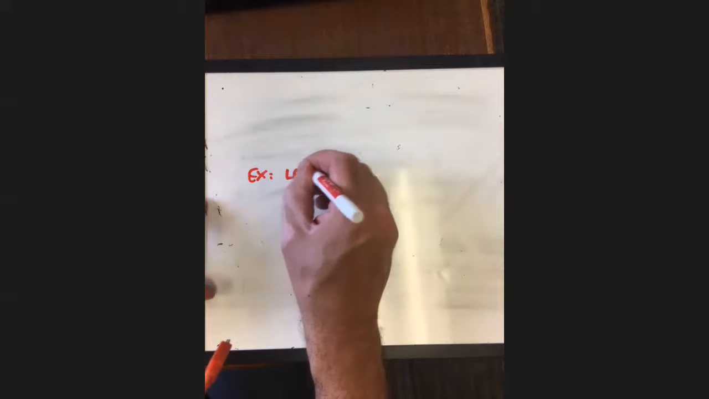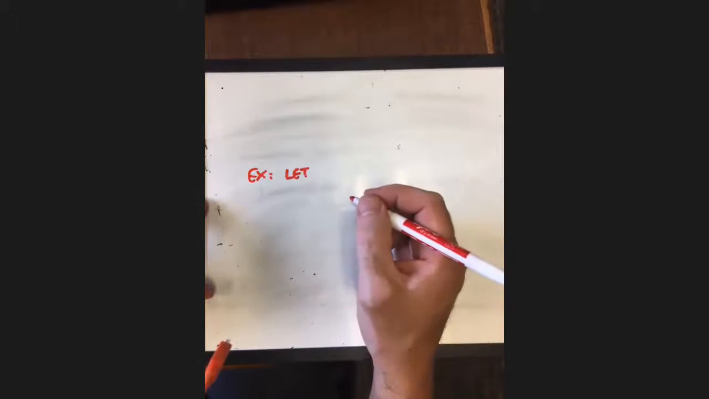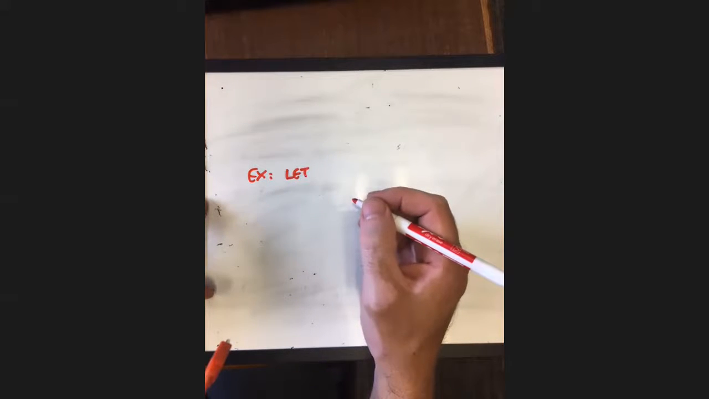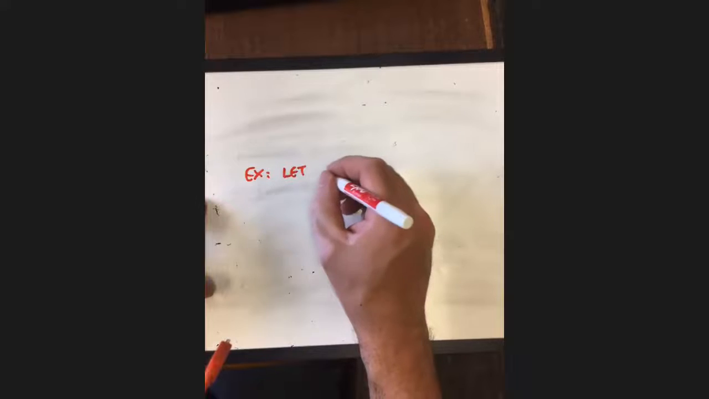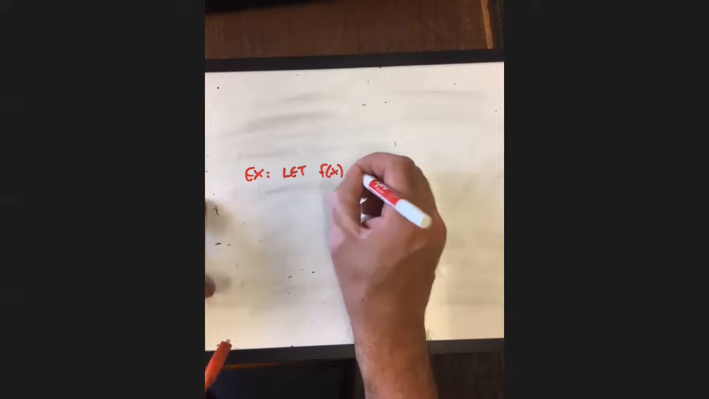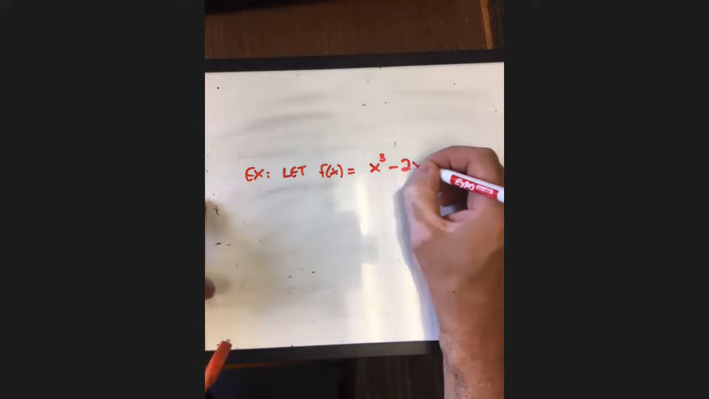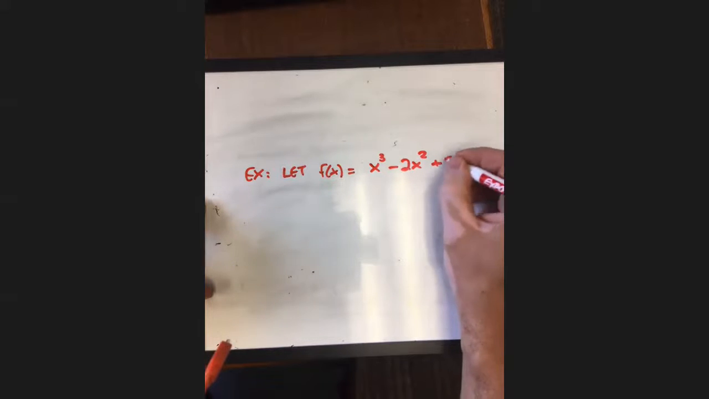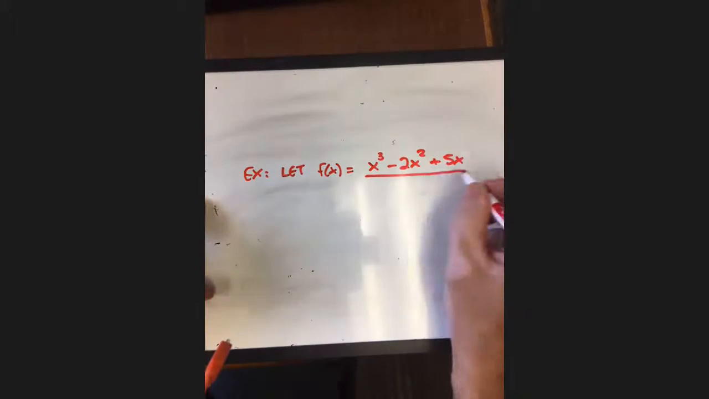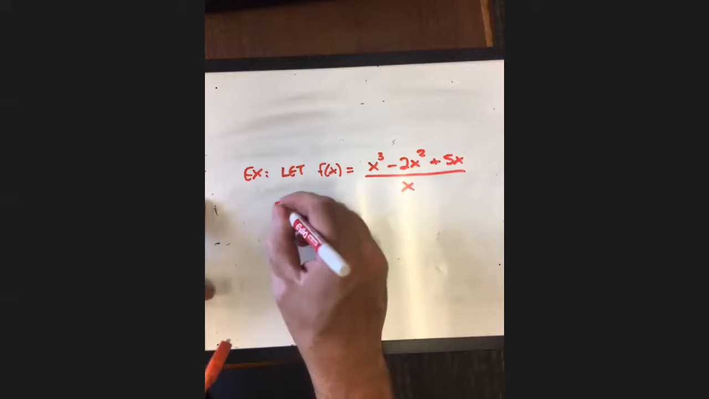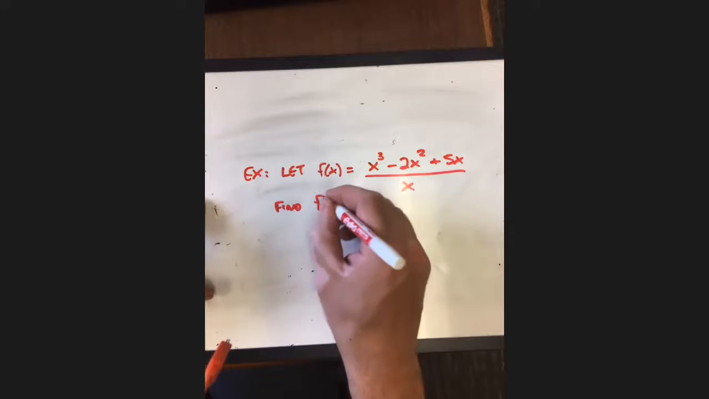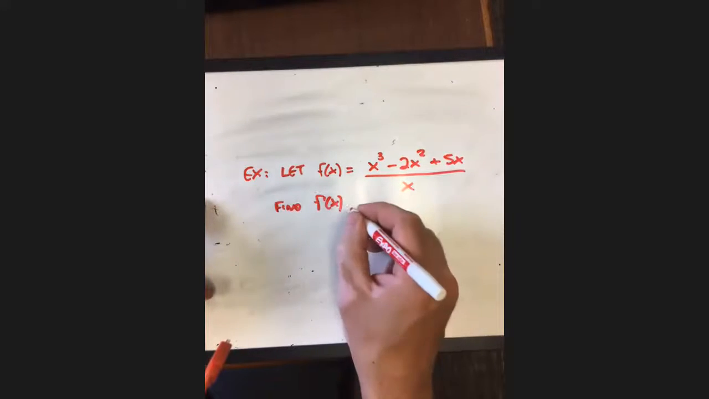Let's let, I didn't finish that problem. I apologize. We should have plugged in x equals 1 and gotten an actual value of that one, but it's erased, gone into the ether now. Whoops. All right. So let's let our function f of x be the following. X cubed minus 2x squared plus 5x all over x. And we're asked to find f prime of x.